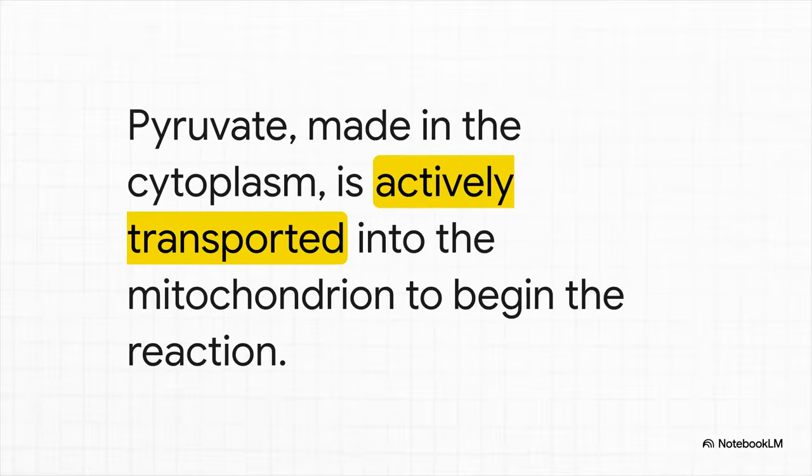And that location means our pyruvate has to go on a little journey. See, it was made out in the cytoplasm. So to get into the matrix, it has to be actively transported across the mitochondrial membranes. The cell actually has to spend a bit of energy just to pull it into the right room so the link reaction can get started.